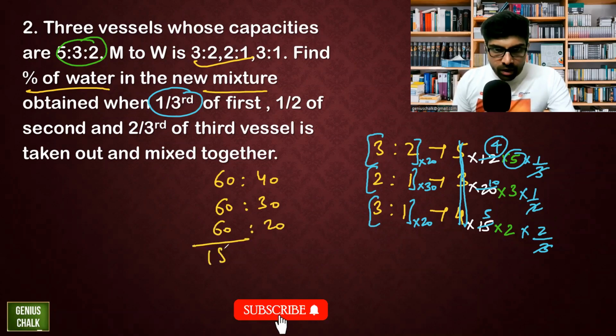So it is 180. This is right, milk, and this is water, right? So milk will be added up in milk, and water will be added up in water. So this becomes 50 plus. So what is the overall answer? 2:1.